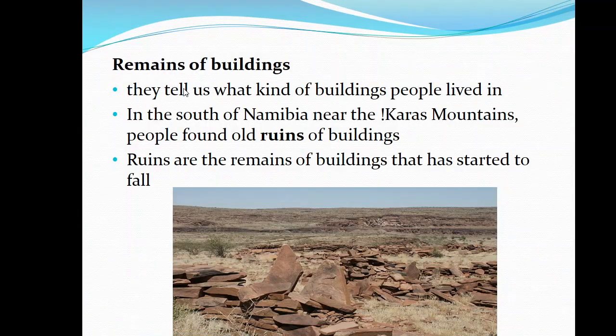The remains of buildings tell us what kind of buildings people lived in and what kind of materials they used to build. In the south of Namibia, near the Karas mountain, people found ruins of buildings. Ruins are the remains of buildings that have started to fall or that have fallen. In this picture, you can see a wall which was built by the Nama captain, and they used it as a fortress to defend themselves against their enemy. So it was used as a hiding place during war.